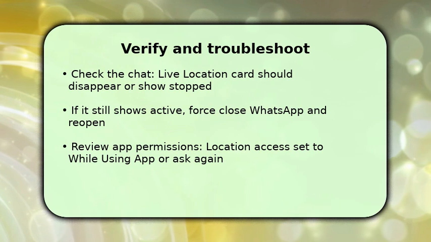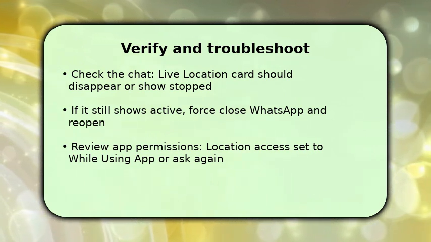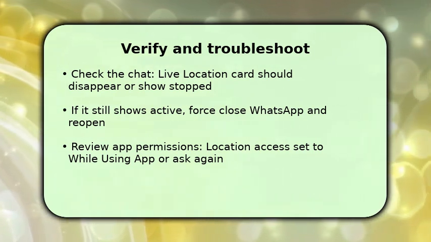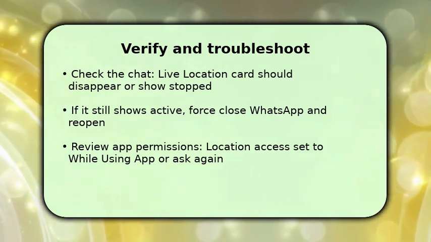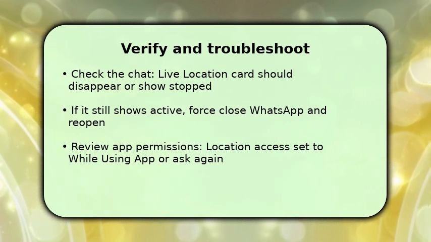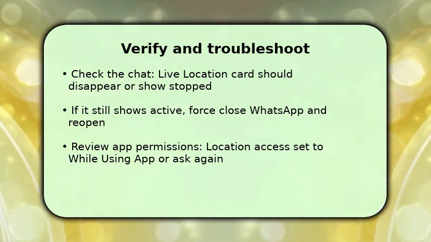Make sure your phone's location permission for WhatsApp is not set to always if you prefer tighter control. If problems persist, restart your phone and repeat the stop sharing step. This clears background services that might still report location.